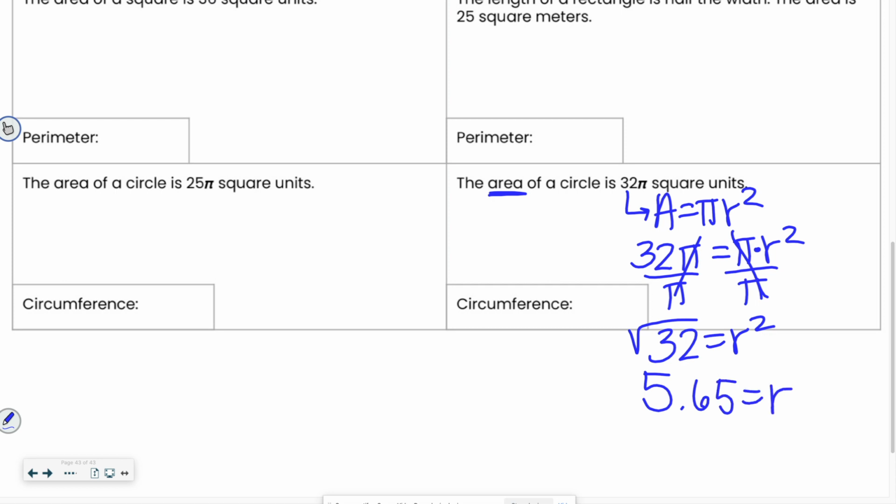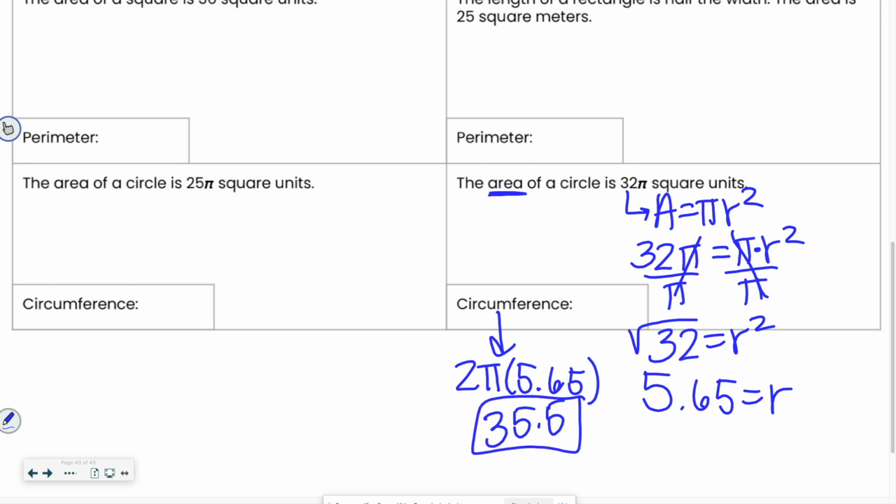Okay, now that you know your radius, plug into circumference. 2 pi 5.65. 35.5. That's your answer. Okay. You wave me if you get stuck. Feel free to move around.